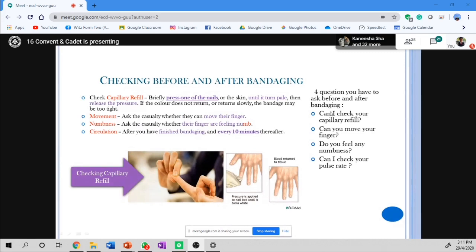So please take note of this, because this will apply to your exam. First, before you perform the bandaging, you have to introduce yourself to the casualty. Like, my name is so-and-so, I'm a St. John qualified first aider. So now I'm going to help you with bandaging, either an arm sling or elevation sling, depending on the casualty's condition. Then you have to ask these 4 questions. If everything is okay, then you can proceed to your bandaging.